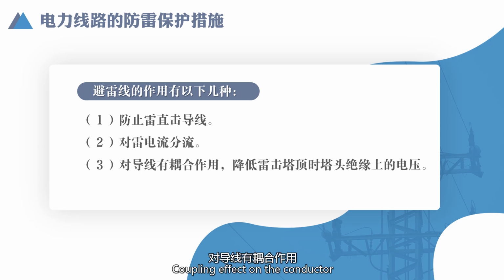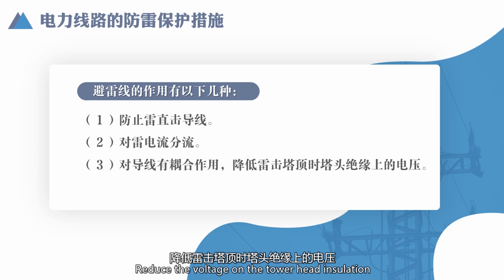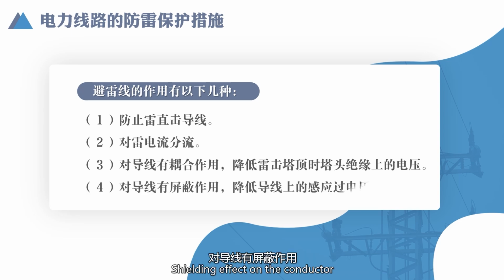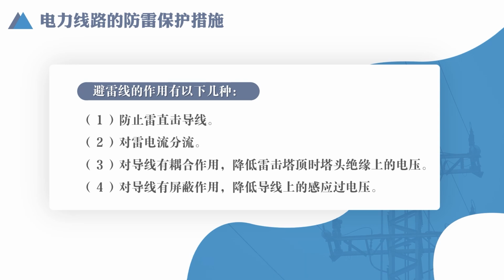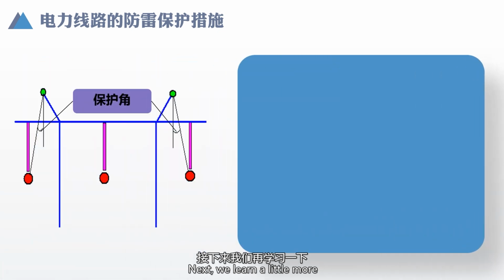Coupling effect on the conductor: it reduces the voltage on the tower insulation when lightning strikes the top of the tower. Shielding effect on the conductor: it reduces the induced overvoltage on the conductor. Next, we learn a little more.